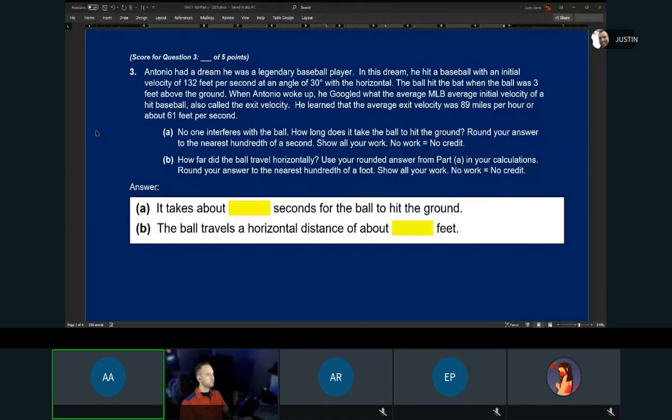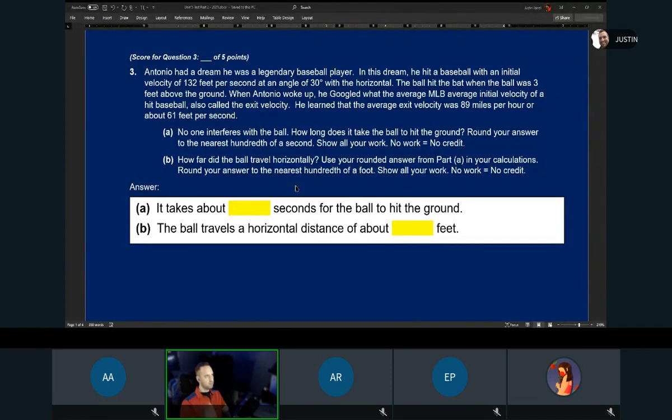How long does it take till the ball hits the ground? Round your answer to the nearest hundredth of a second. Show your work. No work equals no credit. How far does the baseball travel horizontally? Use your rounded answer from part A in your calculations. Round your answer to the nearest hundredth of a foot. Show your work. No work equals no credit.